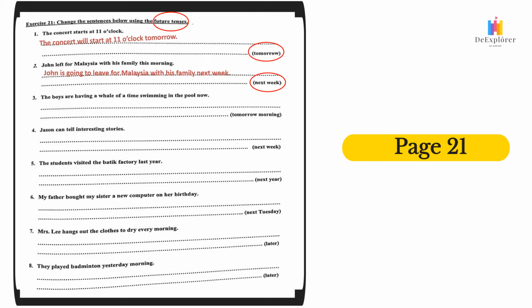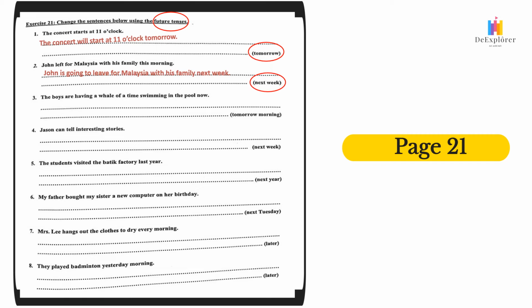Alright, so when you write the answer for the rest of the questions, number 3, 4, 5, 6, 7, 8, please remember to change the time. The time at the back must be used, and the original time you have to change. For example, like number 3, can you see the word now? So is M-R-I-N-G, so that's why they use are having now. So now change to tomorrow morning. So the word now cannot be used anymore, just write tomorrow morning.